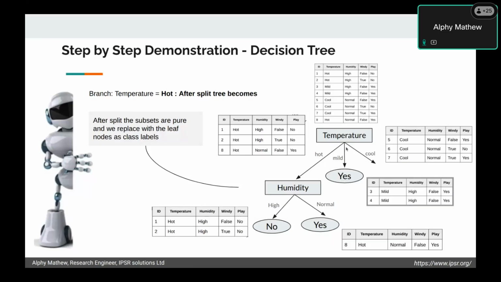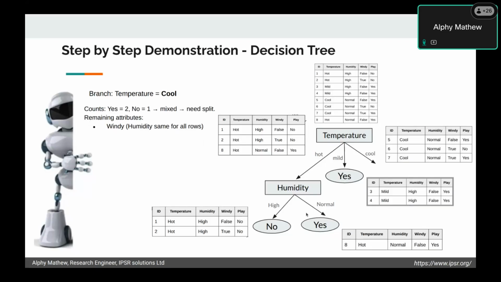When temperature is hot, we need to check humidity, and if humidity is high, the child will not go for play, and if humidity is normal, the child will go for play. Okay. So here, just splitting it, finding the important attribute, splitting according to that attribute, looking at the purity, and according to the purity, we are replacing it with the leaf nodes. Now the next branch is the cool branch. Okay.